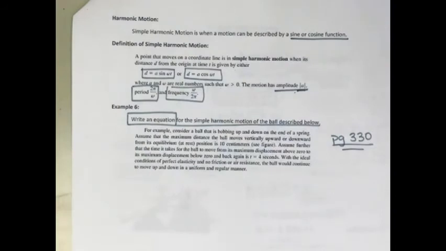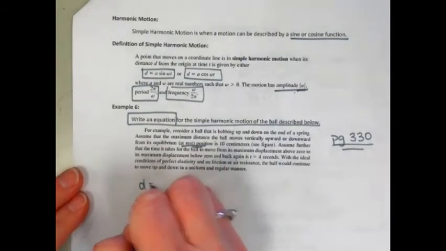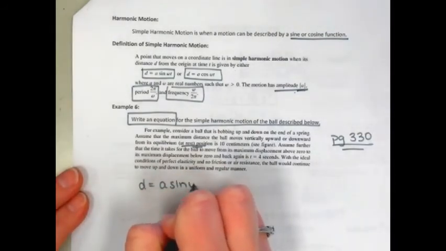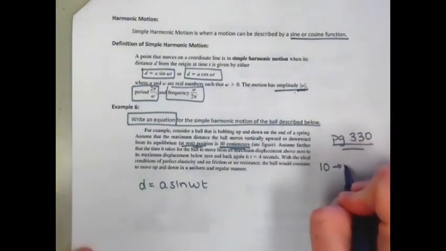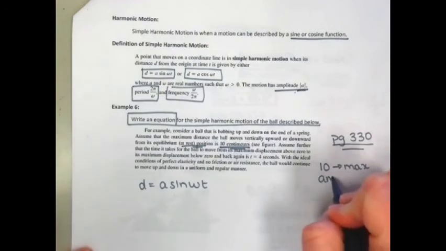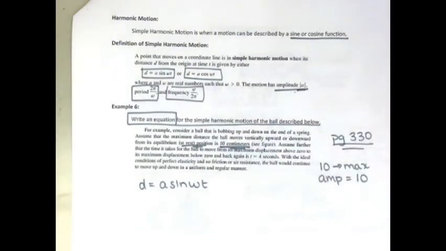No. All right. Consider a ball bobbing up and down on the end of a spring. Assume that the maximum distance the ball moves vertically upward and downward from its equilibrium at rest position, so where it's sitting, is 10 centimeters. So is that going to be sine or cosine? Sine, right? So for writing the equation, we're going to write it in sine. So what does that 10 centimeters represent? The maximum. So the 10 is our max, which is our amplitude, right? You guys okay with that?